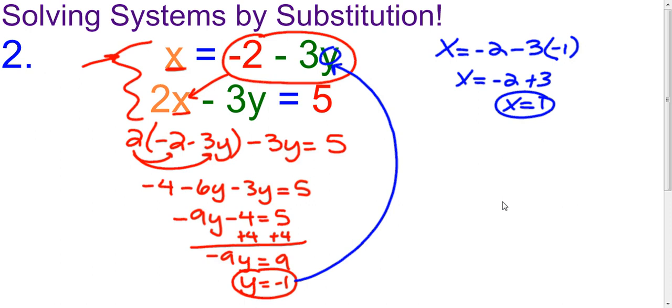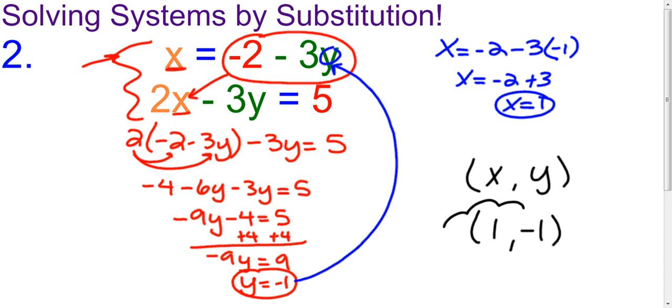Then your grand final answer, I want you to write as a coordinate, and I want you to always write it as an x comma y coordinate. So my x is 1 and my y is negative 1 here. And what that means is this: if I were to take those original two equations that I gave you from the beginning, got them both into y equals mx plus b form, and graphed them, they would intersect at the point 1, negative 1. So in this case, there's one solution to this system. It's the intersection point of 1, negative 1.